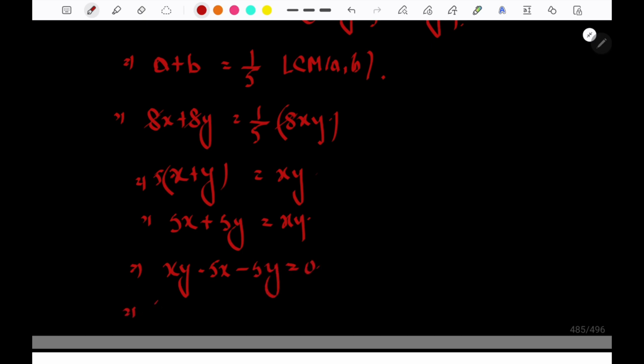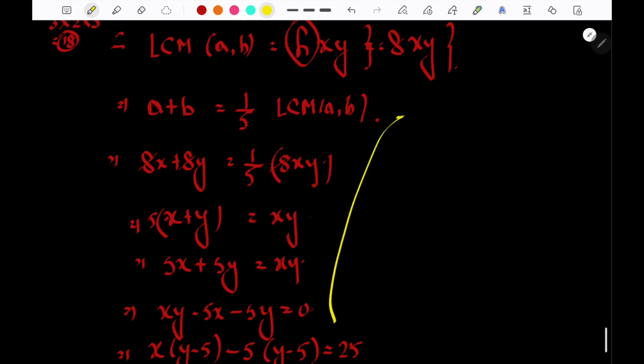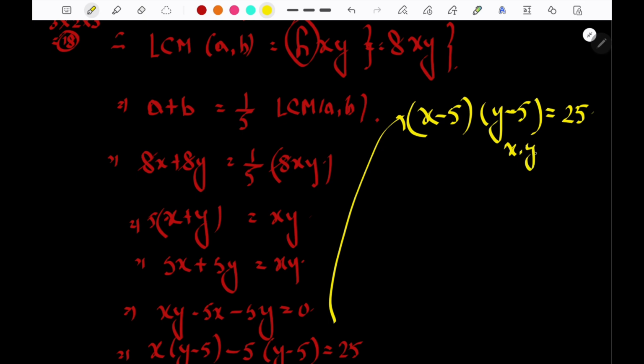So therefore, if we take x common, x(y minus 5) minus 5(y minus 5) is equal to, I have added 25, so I'll add 25 on this side too. Again, from here we can conclude (x minus 5) into (y minus 5) will be equal to 25. Done. Now x comma y belongs to the set of Z plus. So we have to take the cases. What are the possible cases? So 25 can be written as 1 times 25, 25 times 1, or 5 times 5. No negative integers. Done.